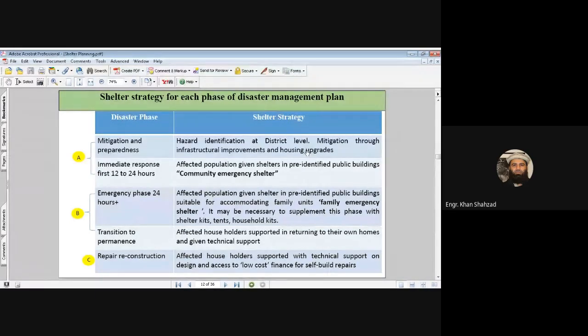So if you are in this phase that you are trying to mitigate and you want to get prepared for the disaster, for which disasters you have to get prepared yourself or your district or your community, you should know about that disaster. Then you have to mitigate yourself or your community through infrastructural improvements. You have to improve all the infrastructure of your area, and you have to upgrade or rehabilitate or strengthen all the houses in which the people of that community are living.